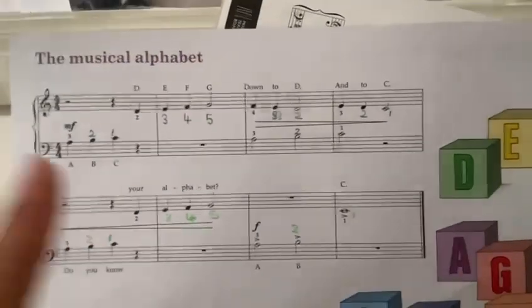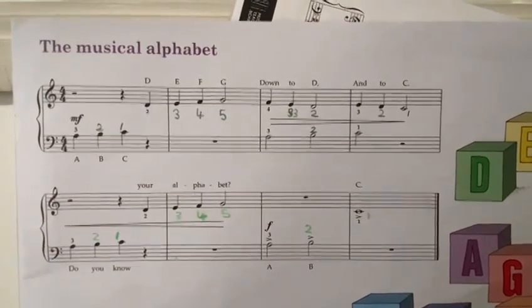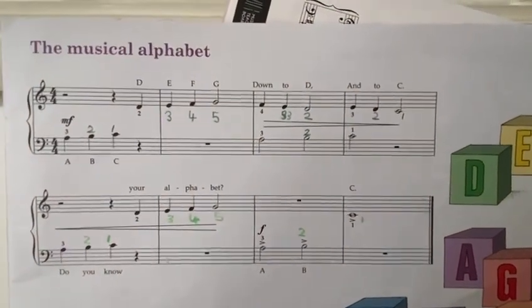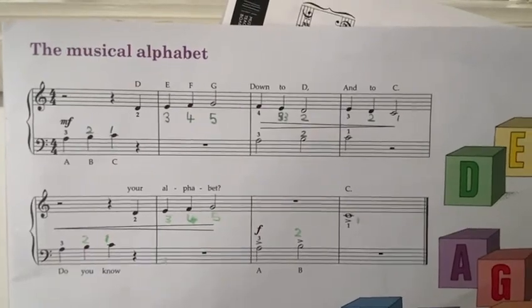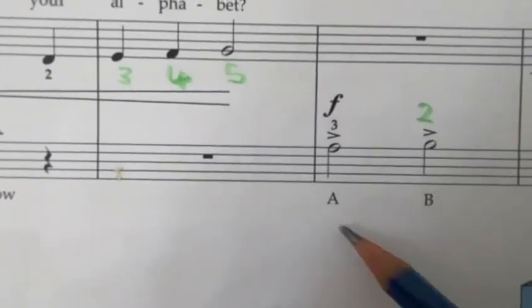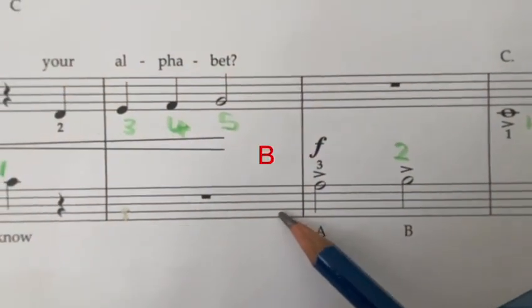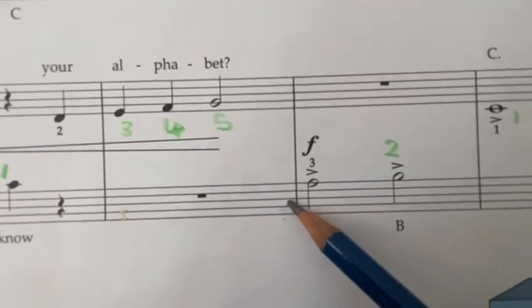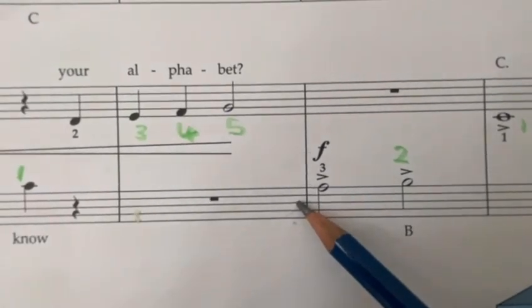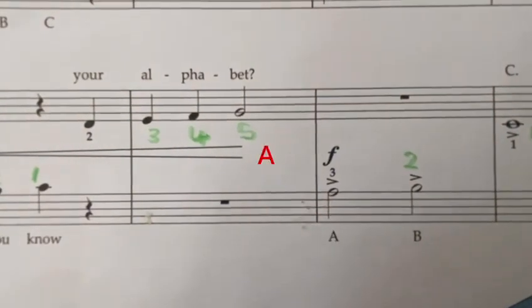The bass clef is usually below the treble clef. It still has lines and spaces, but uses a different set of notes. The lines represent these notes. The first line is G, the second line is B, the third line is D, the fourth line is F, and the fifth line is A.